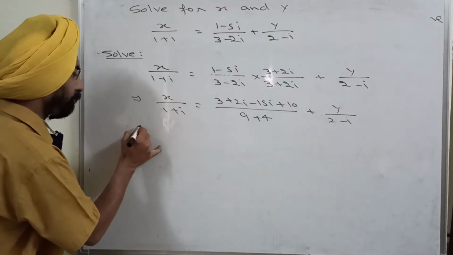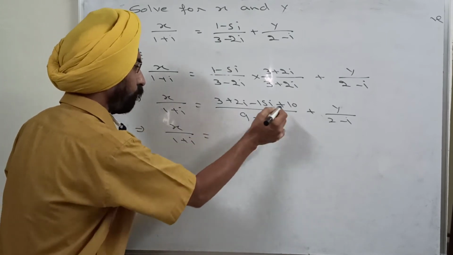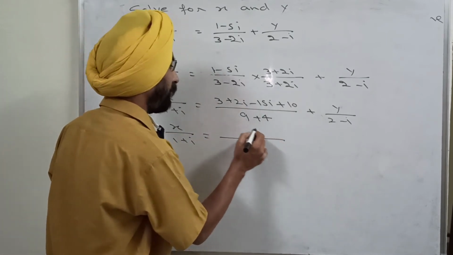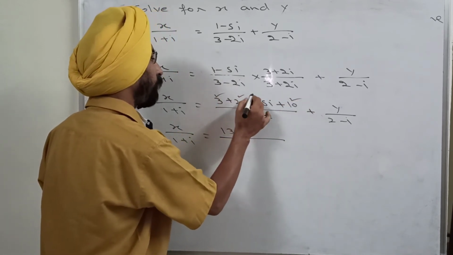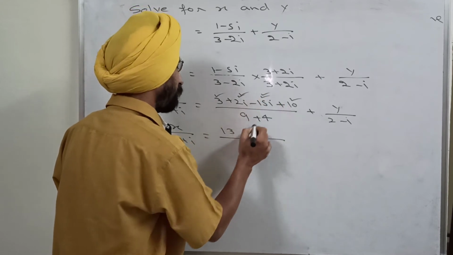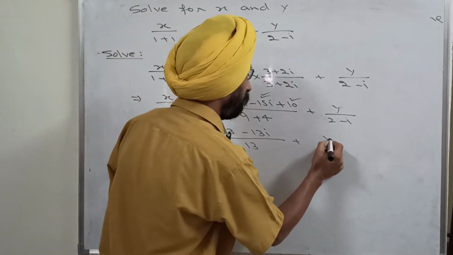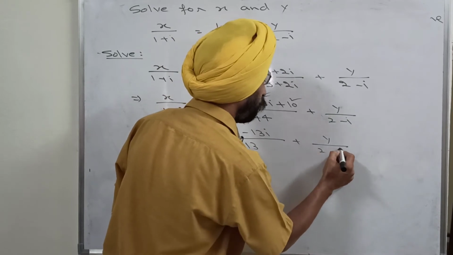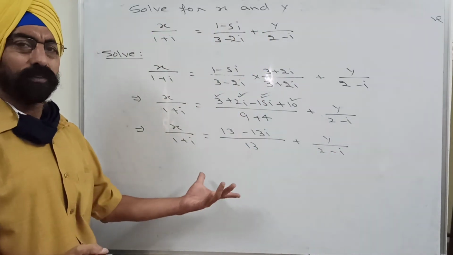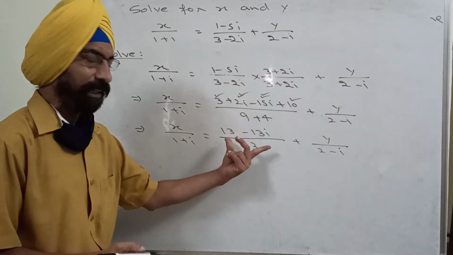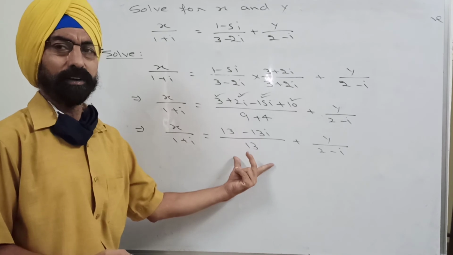So in the next step you will get x upon 1 plus iota is equal to, here you will get in the numerator 3 plus 10 is 13, and 2 iota minus 15 iota is minus 13 iota, divided by 13, plus y upon 2 minus iota. And the way I have chosen was very much correct, because here 13 is a factor from the numerator, and in the denominator as well, so it will be cancelled out.